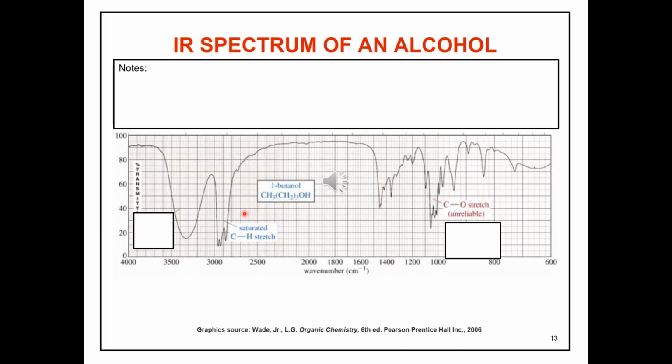Here is an IR spectrum of an alcohol. This is 1-butanol. The most prominent band in alcohols is due to the OH single bond stretch, and it appears as a strong but broad band covering a range of absorptions between 3000 and 3700 wave numbers. The sheer size and broad shape of the band dominate the IR spectrum and make it hard to miss.